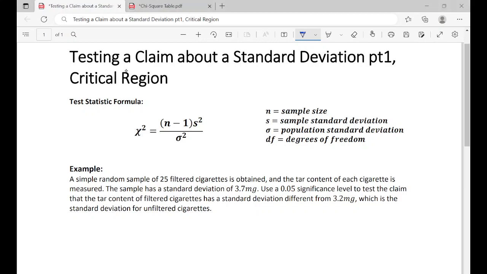In this video, we're going to be testing the claim about a standard deviation using the critical region method. To do this, we're going to need a test statistic formula for standard deviation, and that is chi squared equals n minus 1 times s squared all over sigma squared. And what each part means is over here. Don't forget, we do need to know what the degrees of freedom are for questions like this.